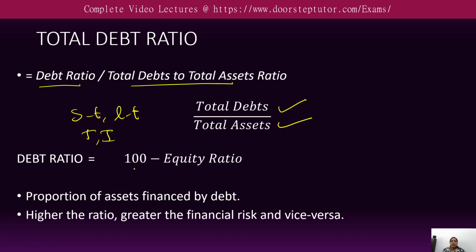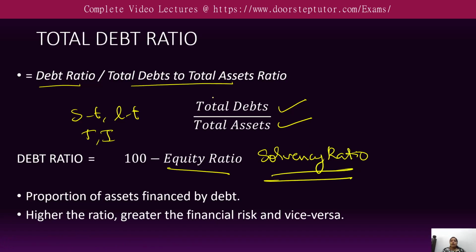This ratio is a complementary ratio to the equity ratio, which we will soon see. It is calculated as 100 minus equity ratio. If you are given the equity ratio, you can compute the debt ratio. This is also known as the solvency ratio. In some textbooks, you can see this as the solvency ratio, total debt by total assets. Now, what does it indicate?